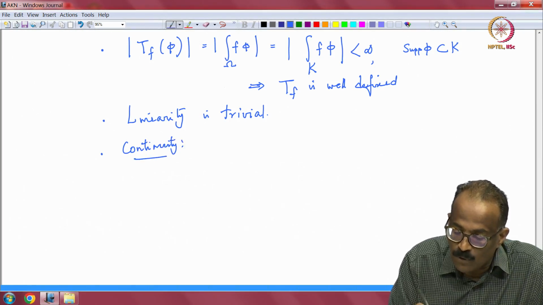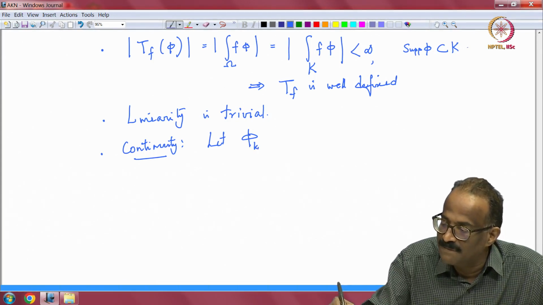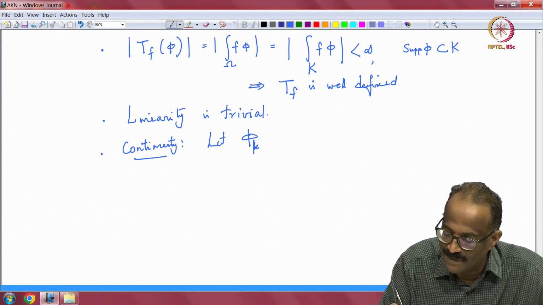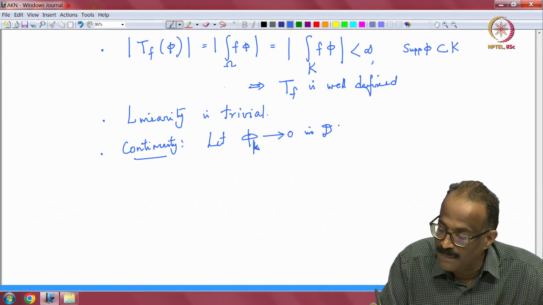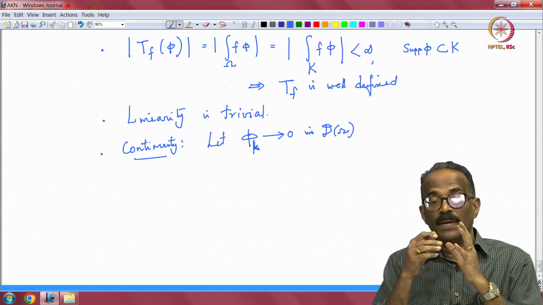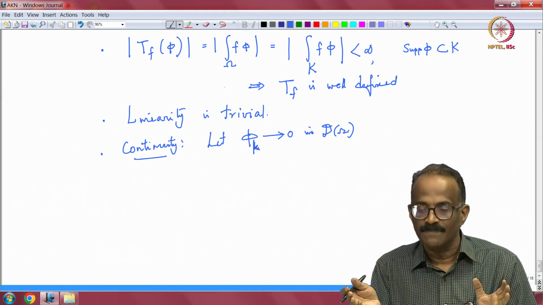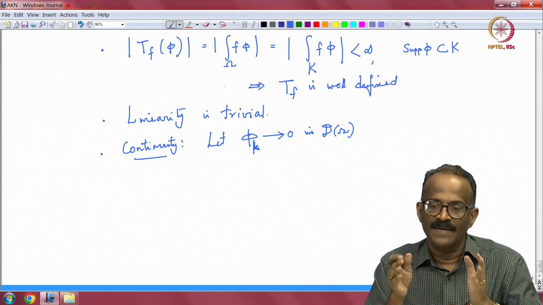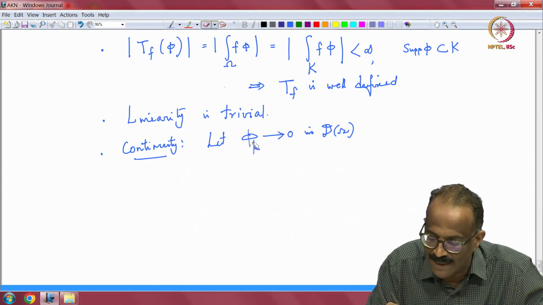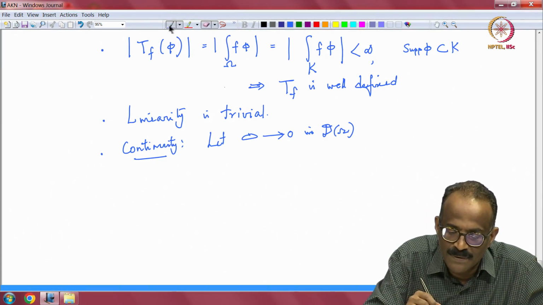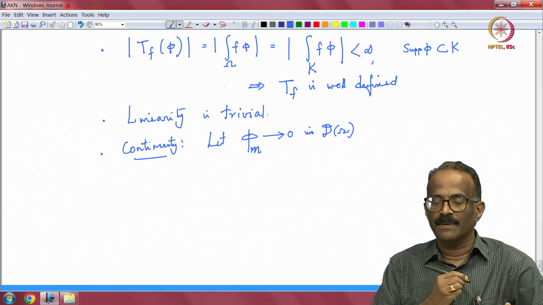Continuity. So, let phi k, this k is different from this k. Okay, so do not get confused. Phi k goes to 0 in D(Omega). What does that mean? Phi k and all its derivatives, all multidimensional derivatives, go to 0 uniformly, and the support of phi k is contained in a compact set K. So maybe it is not nice to use this k here. Probably it is better to use phi m. Okay, phi m goes to 0.